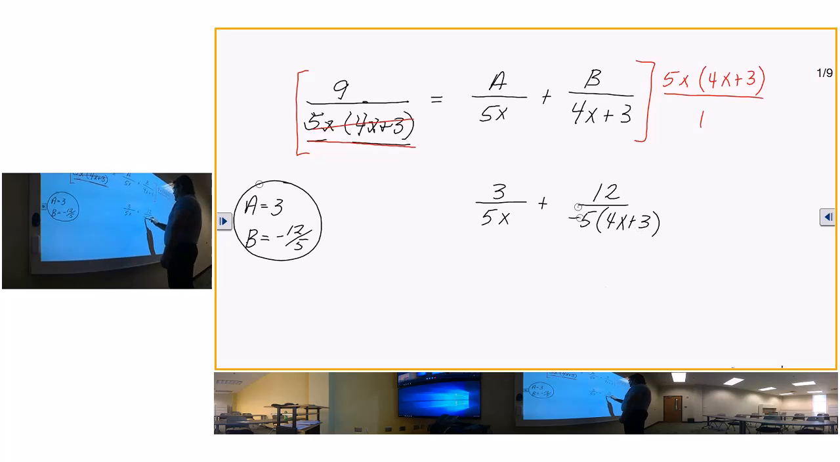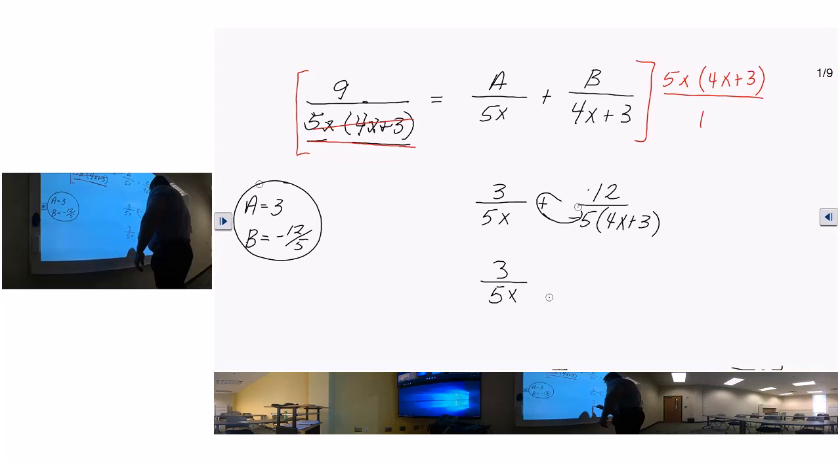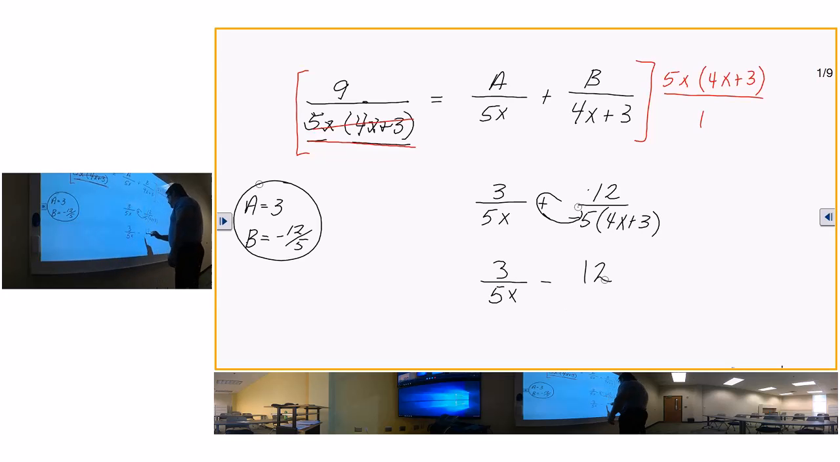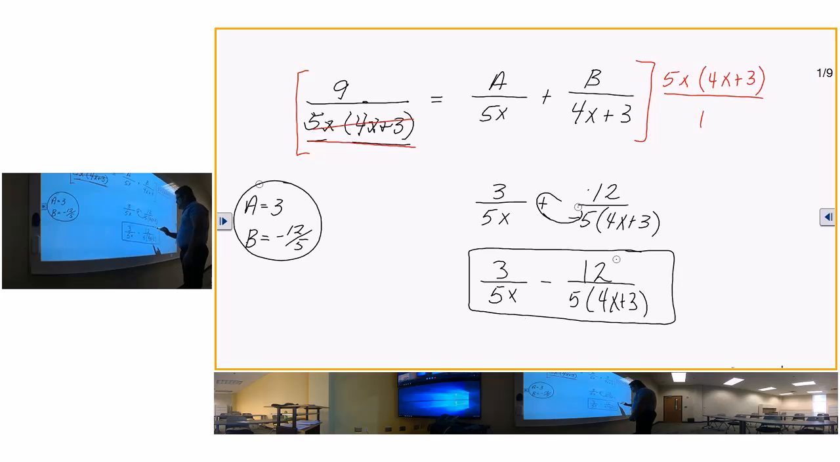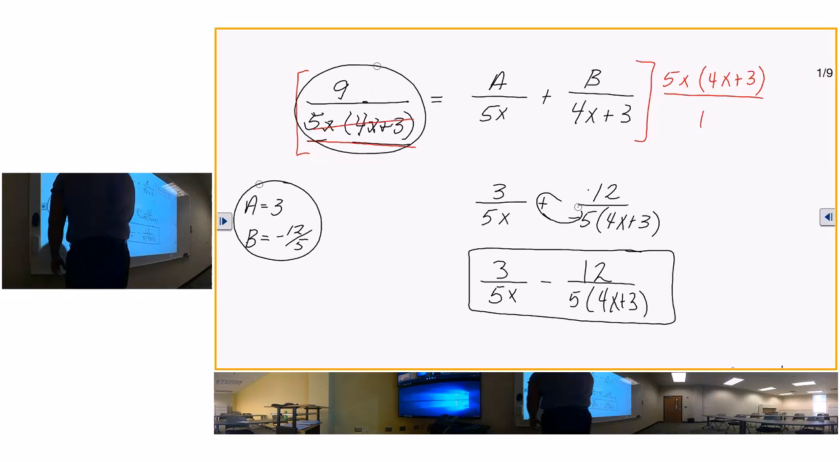And that negative, you can take it up here, you can bring it down here, but either way, if it was up here, it'd be negative 12 over positive 5. It's going to change this to a negative. So your answer is 3 over 5x minus 12 over 5 times 4x plus 3. And that is the factorization of this.